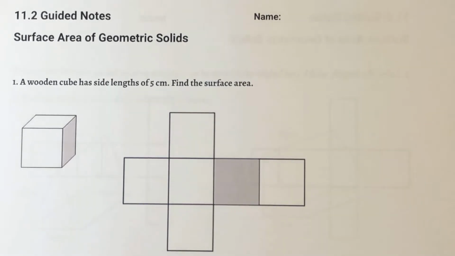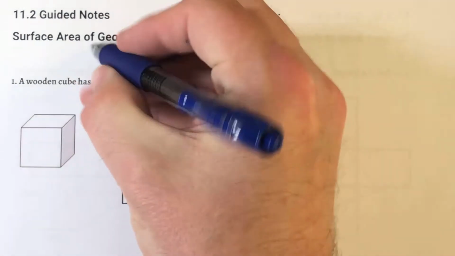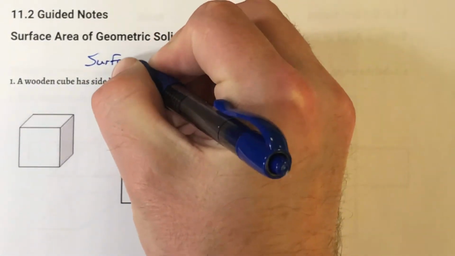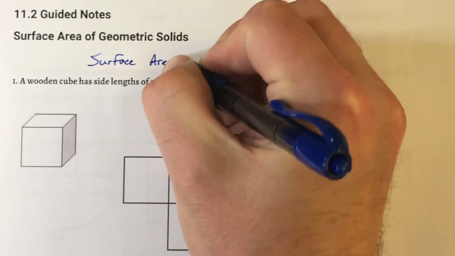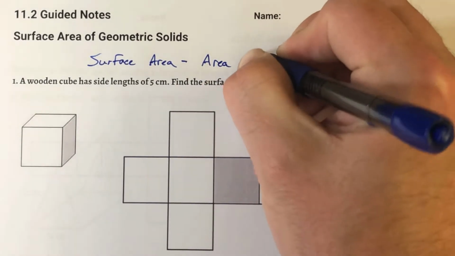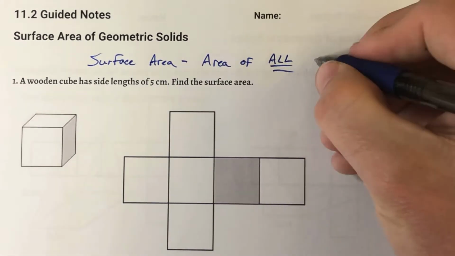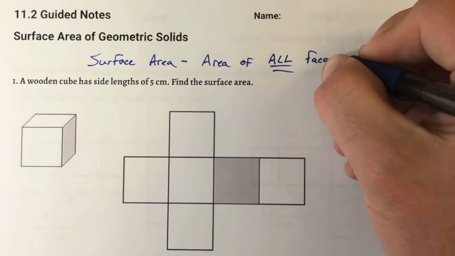So today we're going over 11.2, surface area of geometric solids. So first, what is surface area? Surface area is simply finding the area of all faces of an object.